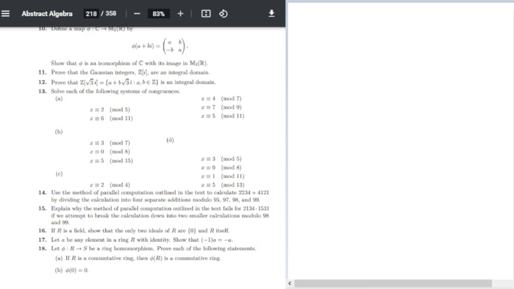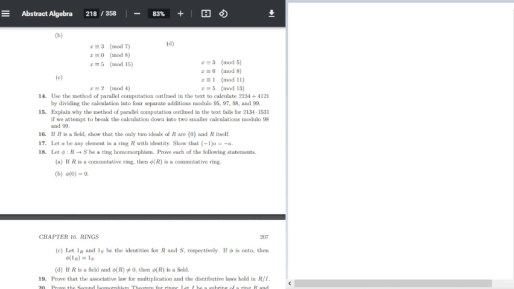Oh gosh, my internet. Alright. No. Parallel computation, not really interested in that. If R is a field, show the only two ideals.